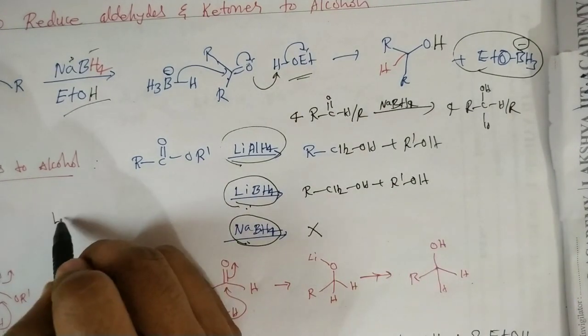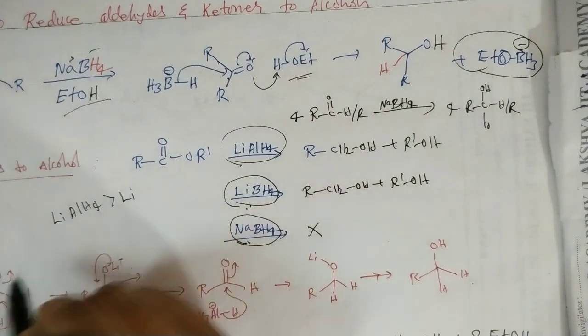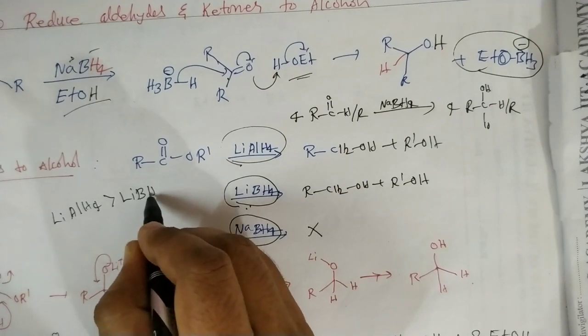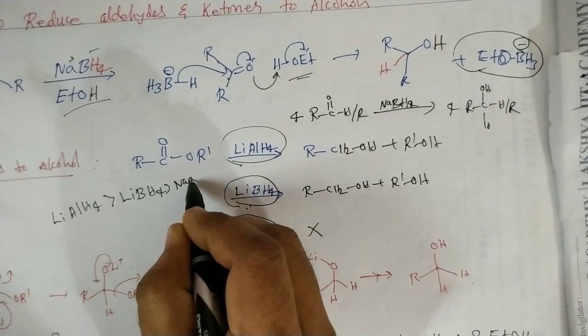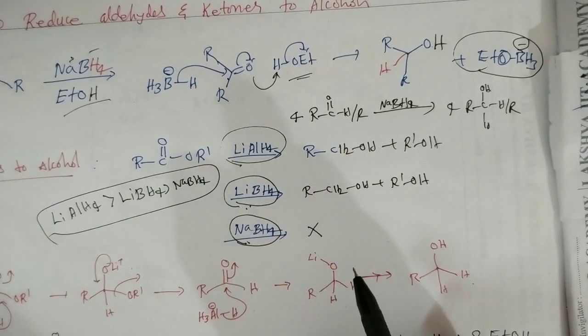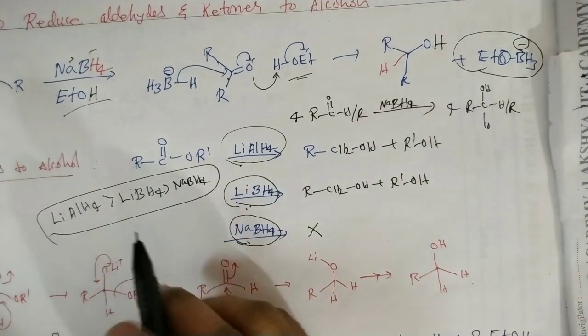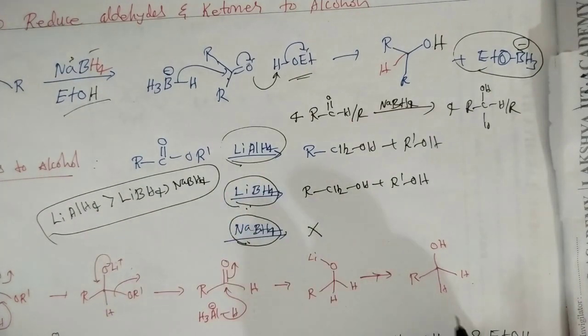So here you can say the reactivity order of these reducing agents: lithium aluminum hydride is higher than lithium borohydride, and next is sodium borohydride. Sodium borohydride is a weak reducing agent, and lithium aluminum hydride is a strong reducing agent. Between these two is the reactivity of lithium borohydride.